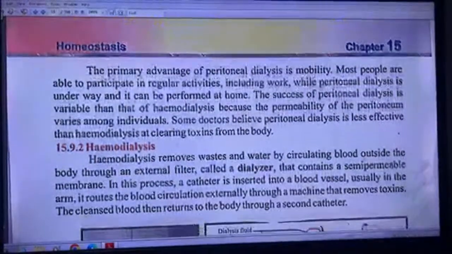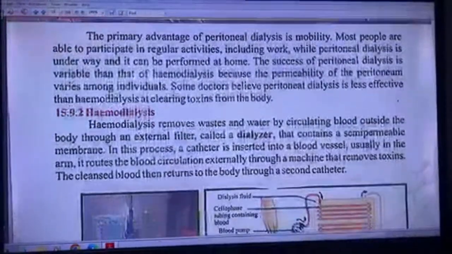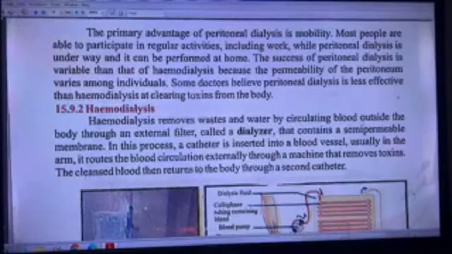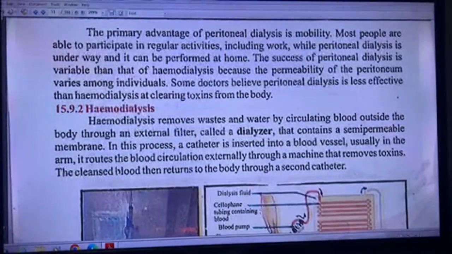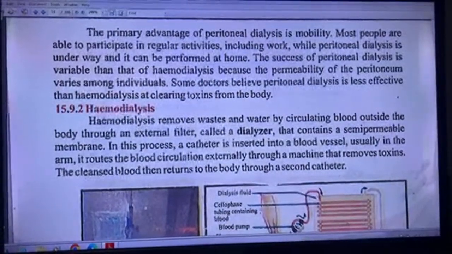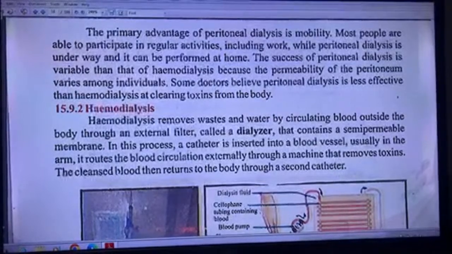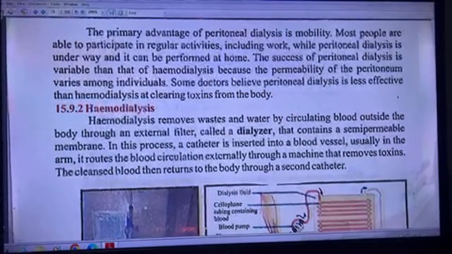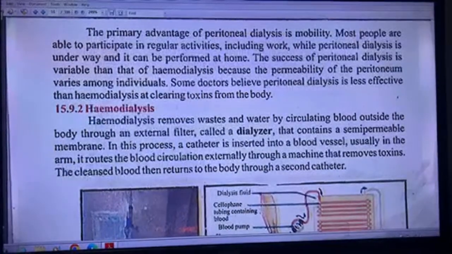The primary advantage of peritoneal dialysis is mobility. Most people are able to participate in regular activities, including work, while peritoneal dialysis is underway, and it can be performed at home. The success of peritoneal dialysis is more variable than that of hemodialysis because the permeability of the peritoneum varies among individuals. Some doctors believe peritoneal dialysis is less effective than hemodialysis at clearing toxins from the body.